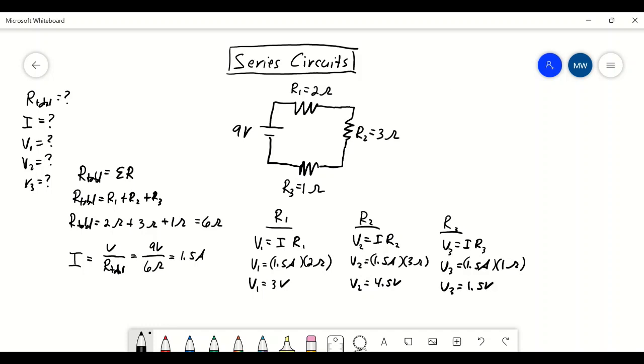The way that you can check this to make sure that you've done it right is if you add up all the voltage drops, we should get the battery's voltage. So if I add 3 plus 4.5 plus 1.5, in fact I get my 9 volts, so that checks. So that's how we do our series circuit. Just remember to use the rules for series circuits and you should be fine.